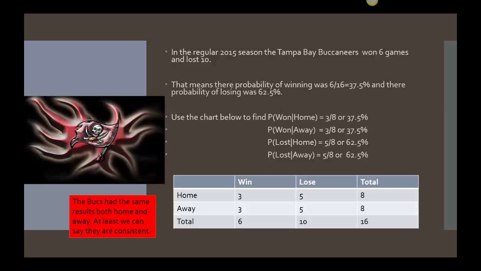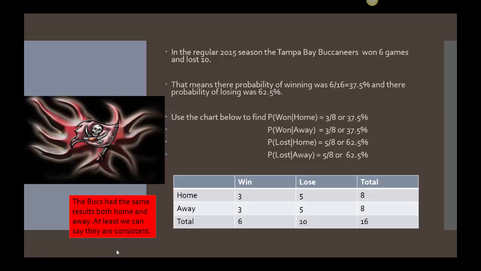So look at home. They won 3 out of the 8, which is 37.5%. When they were away, they won 3 out of the 8. Again, 37.5%. Exactly the same. Lost at home, 5 out of 8, 62.5%. Lost away, 5 out of 8, the same, 62.5%. The Bucks had the same result both home and away.